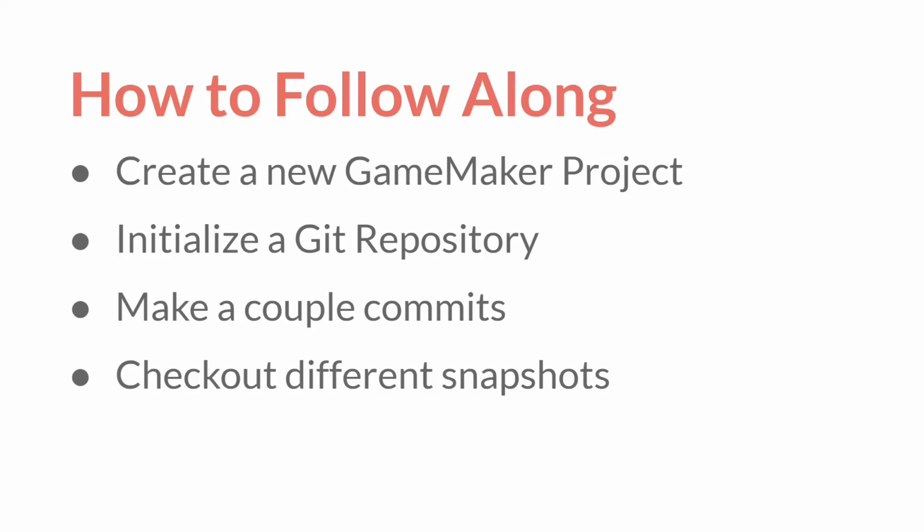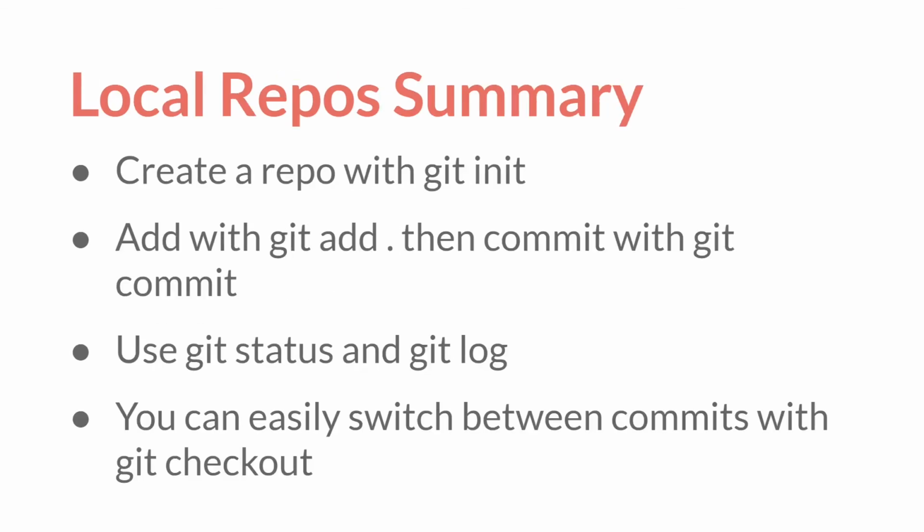So to follow along, create a new GameMaker project, initialize a Git repository in that project, make a couple of commits in GameMaker, and then check out a couple different snapshots of those commits so you can get an idea of how it works. In summary, you create a repository with git init, you add to it with git add ., and then commit with git commit, where you can use -m and then your commit message, and you can use git status and git log to display information about the state and history of your Git repository, and you can easily switch between commits with git checkout.